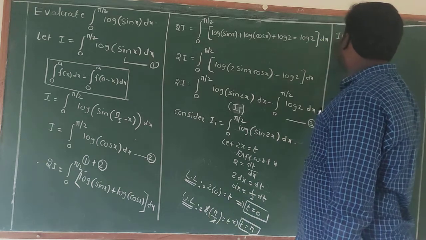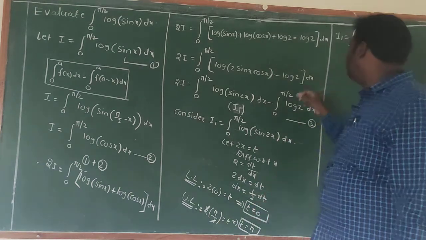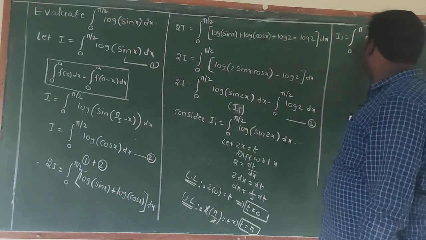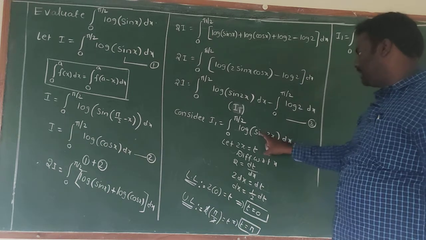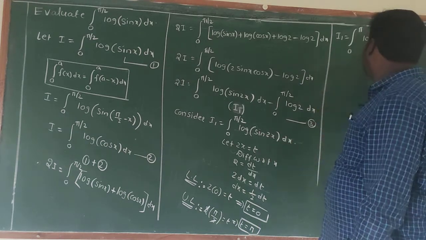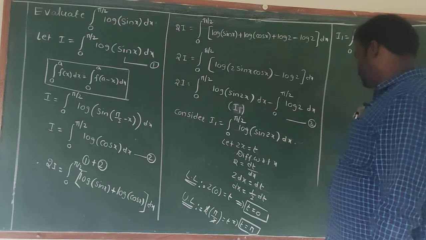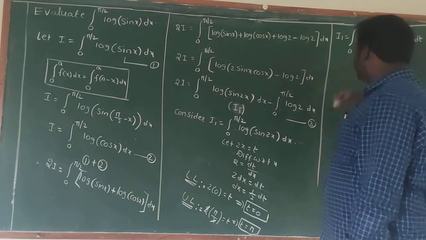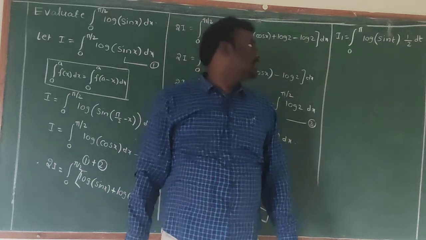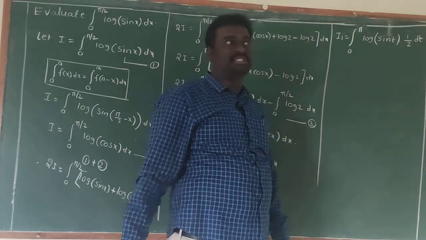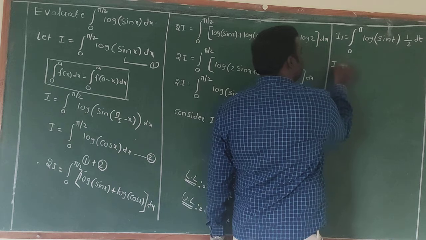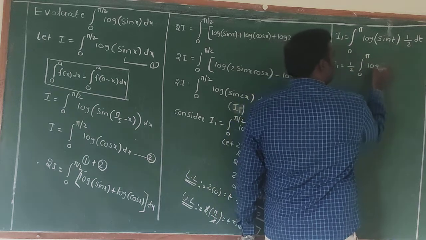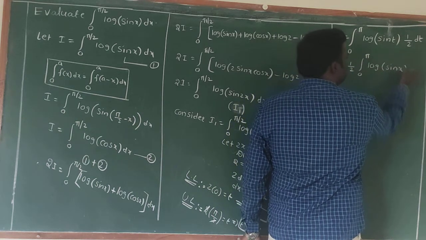Now we can substitute these two limits in I1. Therefore I1 is equal to, what is the lower limit? 0. What is the upper limit? Pi. Log sin, in place of 2x I can take t, so log sin t. In place of dx I can take 1 by 2 dt. I am replacing the variable and keeping the limits changed. Then I1 is equal to 1 by 2, which I will write outside, integral 0 to pi of log sin x dx. In place of t I am substituting x.